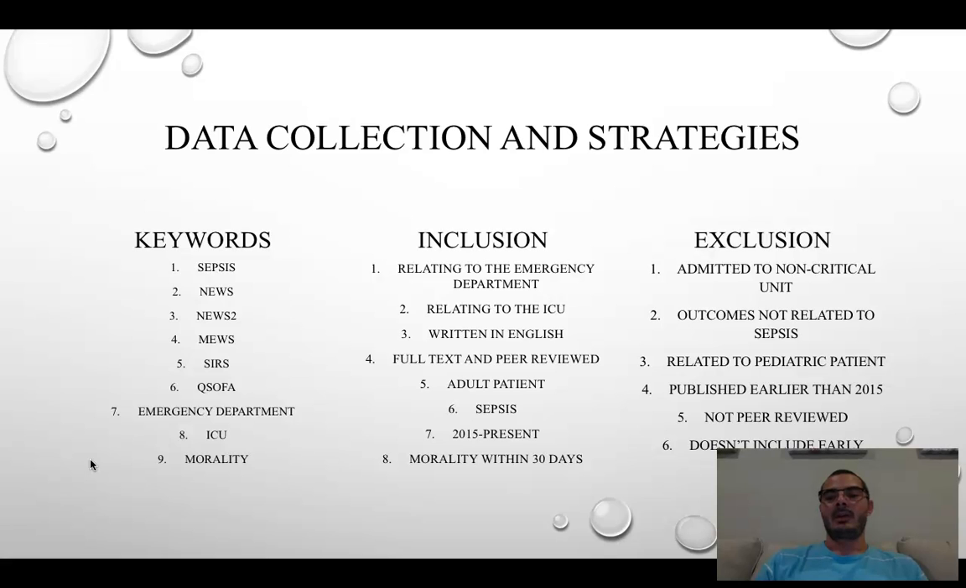Excluding criteria had to do with non-critical units that septic patients were admitted to, outcomes not related to sepsis, articles that included pediatric patients. If it was published earlier than 2015, it was excluded. If it wasn't peer reviewed or did not include the early warning score.